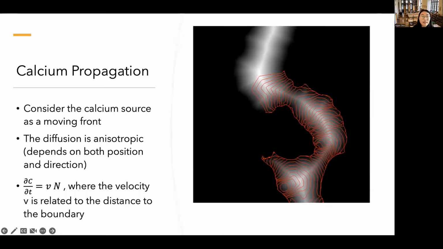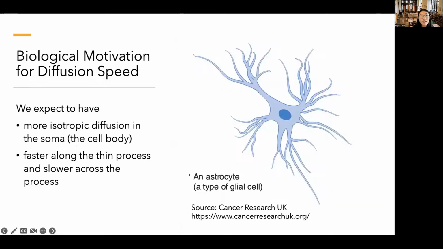So C is the calcium source, T is time, V is the velocity, and N is the outward normal, which basically means it's expanding. And the velocity is related to the distance to boundary. And our biological motivation for the diffusion speed is that we expect the calcium to have more isotropic diffusion in the soma, or the cell body over here, and we expect them to have more anisotropic behavior, so they will diffuse faster along the process over here and slower across the process.